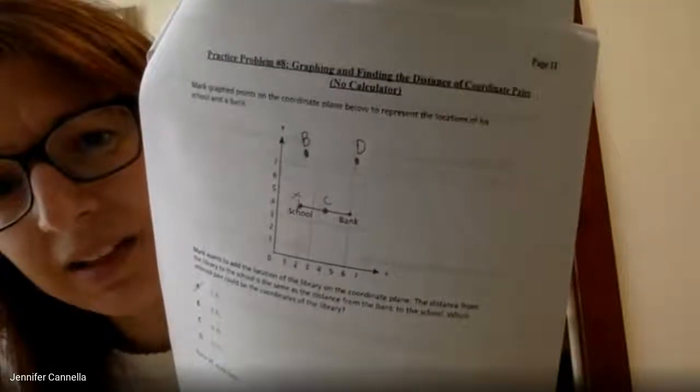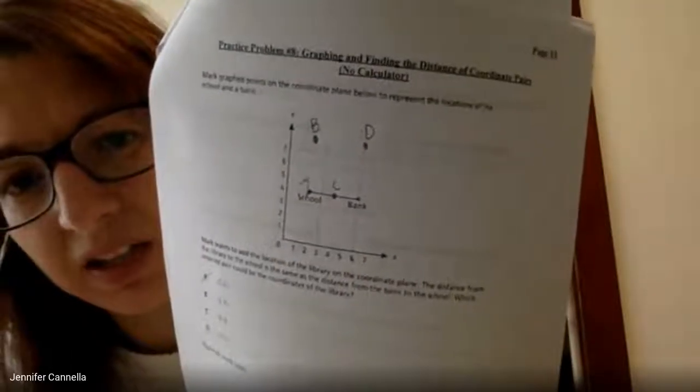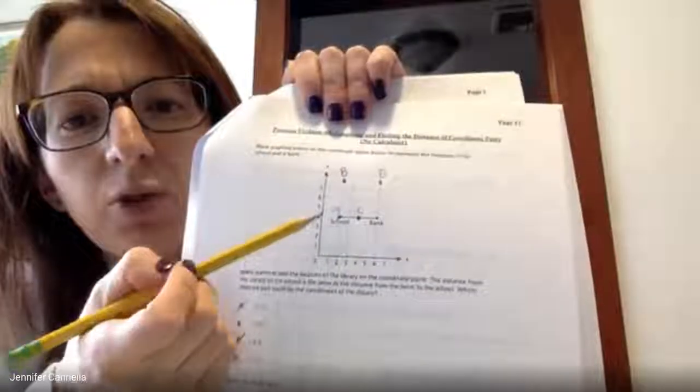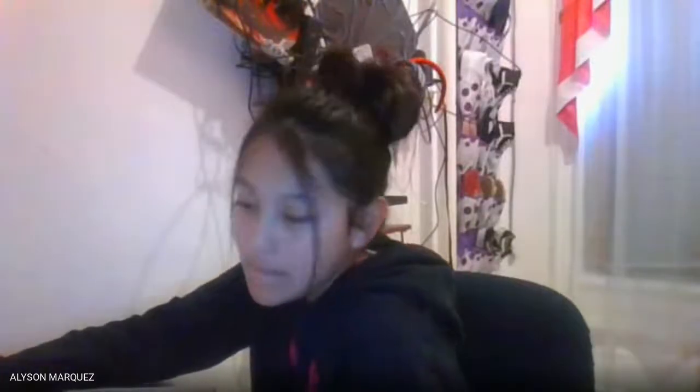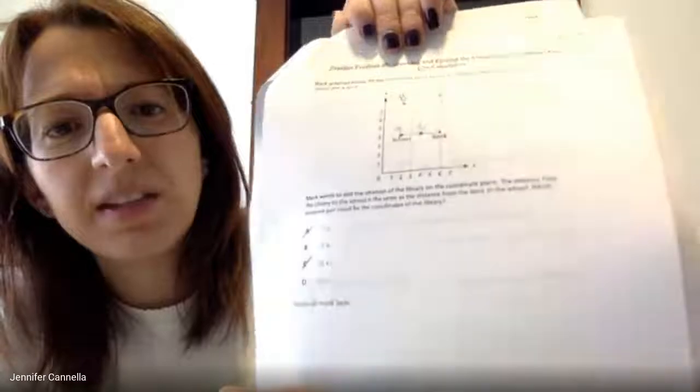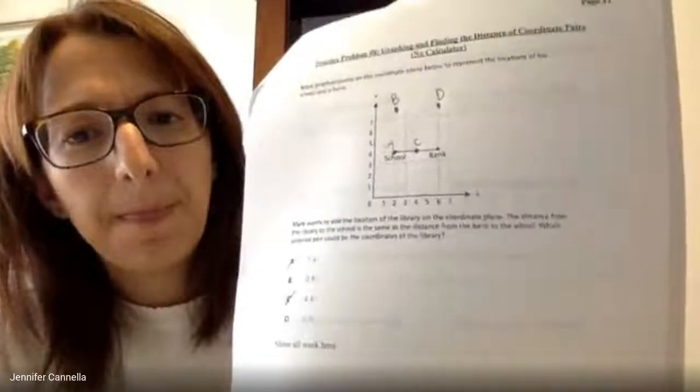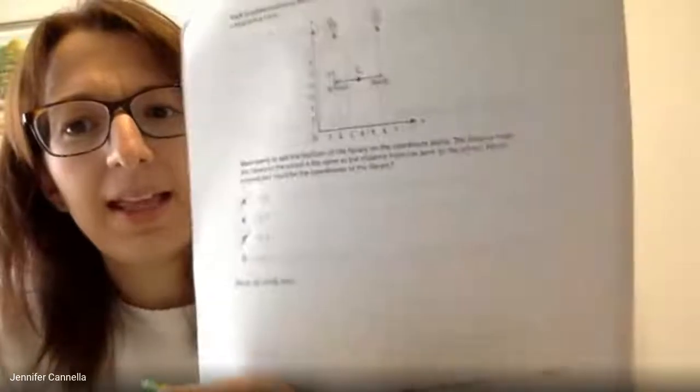I know that A and C cannot be true. It just doesn't make any sense. So again, it has to be 4 blocks from the school to the bank and the bank to the school. So the only other answer that makes the best sense is what? Is it B or D? B. It's B. Why is it B, Allie?